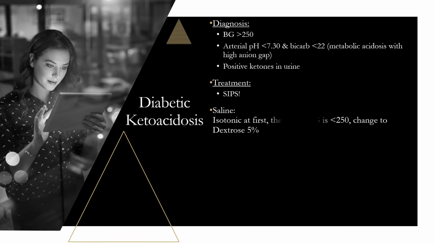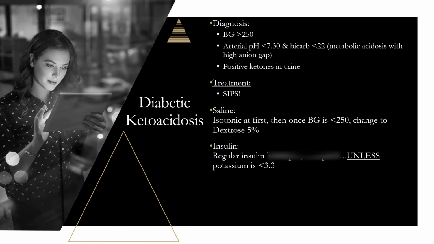So breaking that down, the saline, you're going to start with isotonic at first. But once the blood sugar is less than 250, because you're going to be giving them insulin and you don't want them to go hypoglycemic, you're going to change to D5, dextrose 5% with the saline. So isotonic at first, then blood sugar drops below 250, change to dextrose. Insulin, you're going to of course give regular insulin. Remember, you don't want to be giving things like the detemir and the degludec, because it's a slow-acting insulin that works over 24 hours.